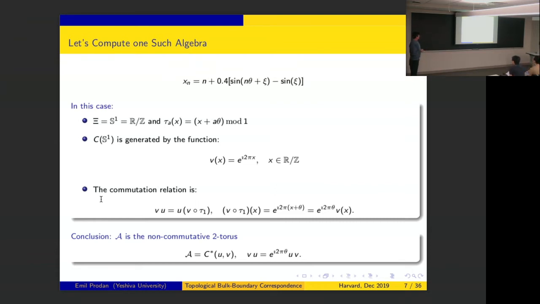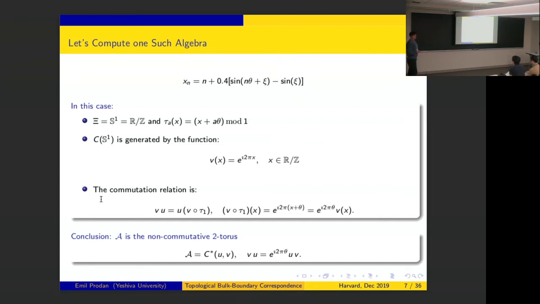Now, the functions over the circle are generated by just one function, and we know that from Fourier decomposition. This function is just the exponential of e to the pi x. Furthermore, I can verify what these commutation relations mean, and very simple algebra shows that the commutation relation between u and this function p in fact gives me the non-commutative two torus.